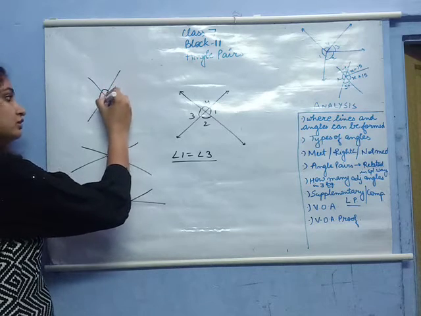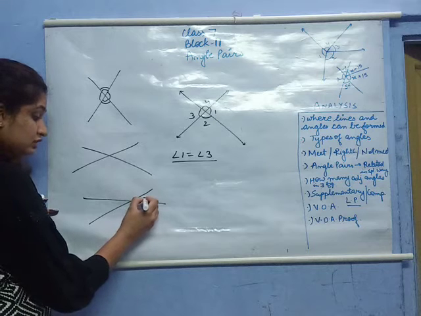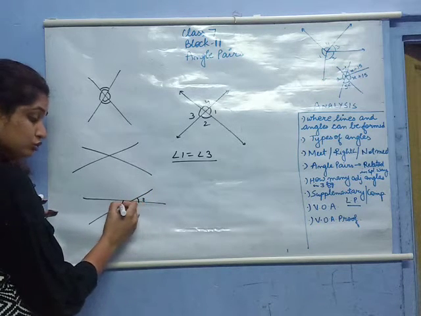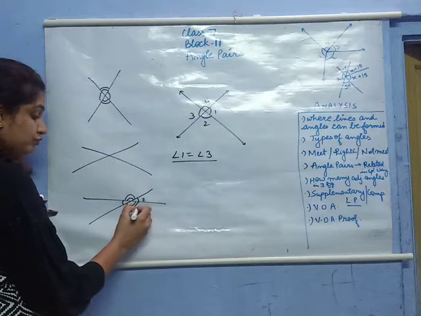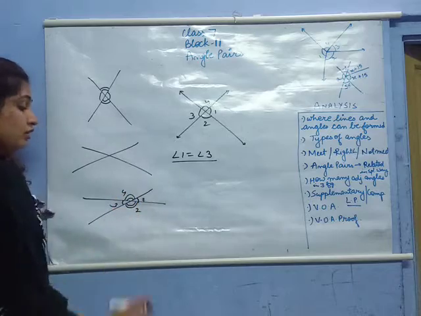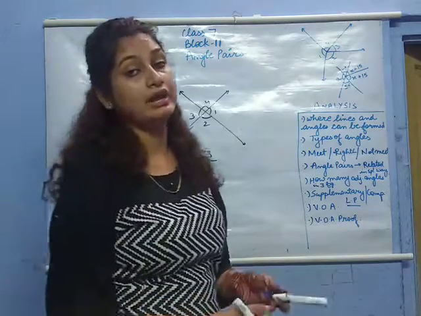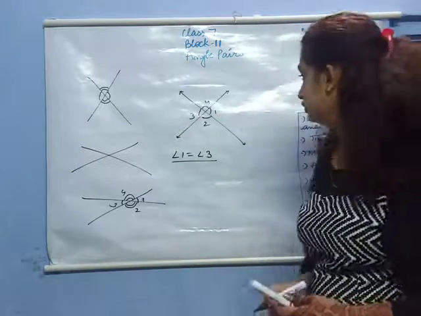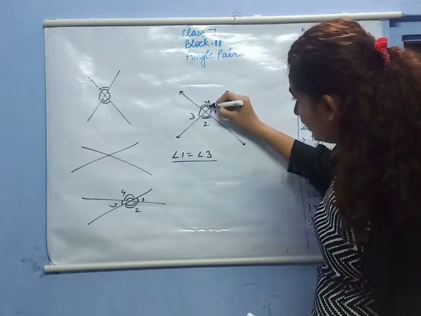So this angle is equal to this, and this angle is equal to this. Suppose this is angle 1 and this is angle 2, both should be equal. This is angle 3 and angle 4. Right? So these are called vertically opposite angles. Vertically opposite angles are always equal in measure. So angle 1 and angle 3 are always equal, and so are angle 2 and angle 4.